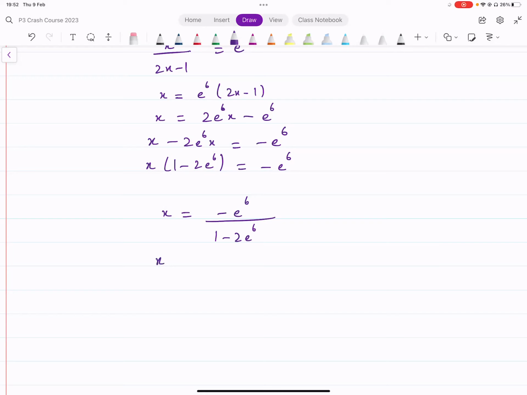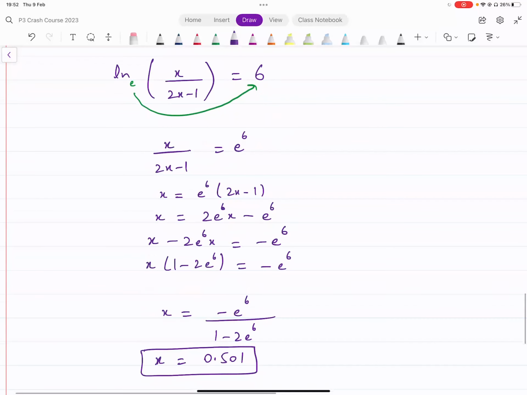Just evaluate this on your calculator. And that is going to give you the value for x that satisfies this equation. Okay, now let me try this. This gives me minus e raised to power 6 over 1 minus 2e raised to power 6. This turns out to be 0.501. And that is your final answer here. X equals 0.501.